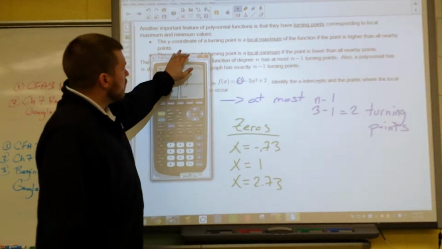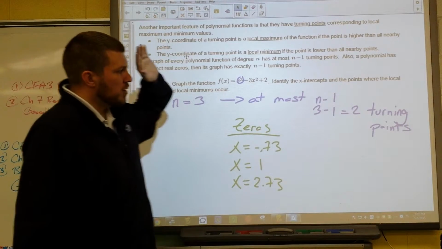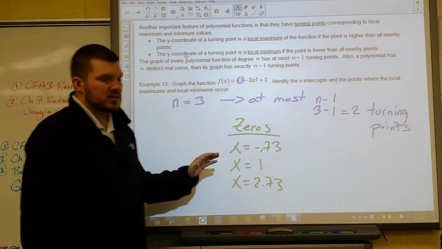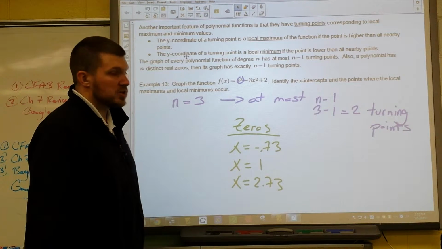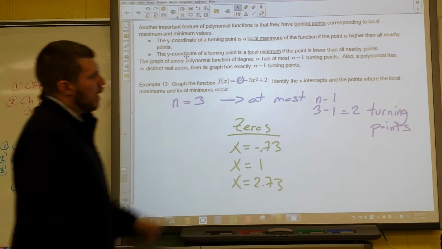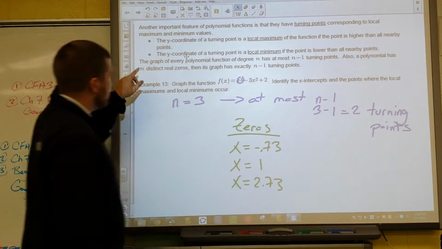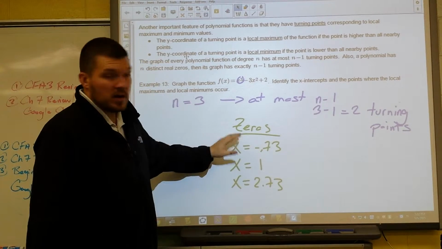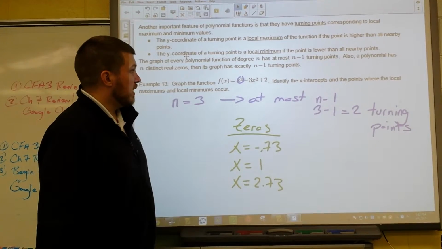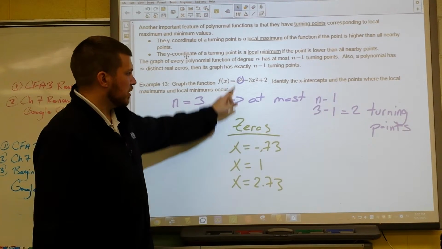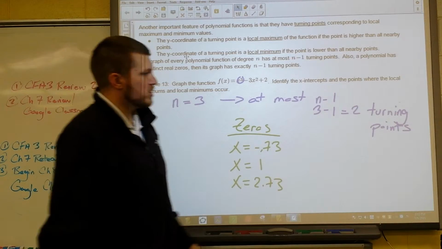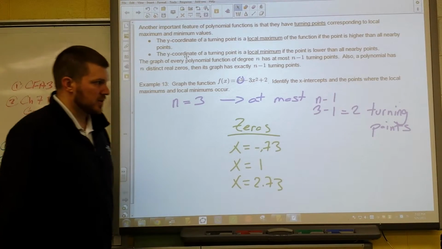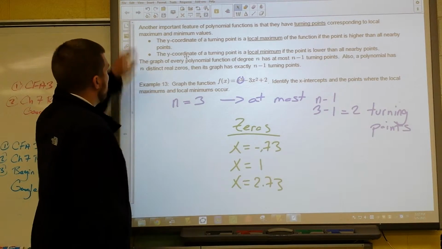Okay, so let's look at our rule again. So we know there's at most 2 turning points, which we solved graphically, and we have 3 distinct zeros. Distinct just means 3 different zeros. None of them repeat. Well, let's go to the rule. Also, if a polynomial has n distinct zeros, then its graph has exactly n minus 1 turning points. Here we have exactly 3 zeros, our highest power, n equals 3. So that means we had exactly 2 turning points. We could have had fewer, but we had exactly 2 because we had 3 distinct zeros.